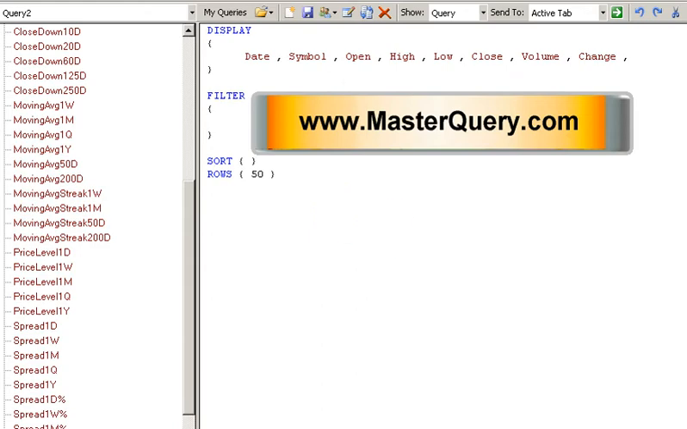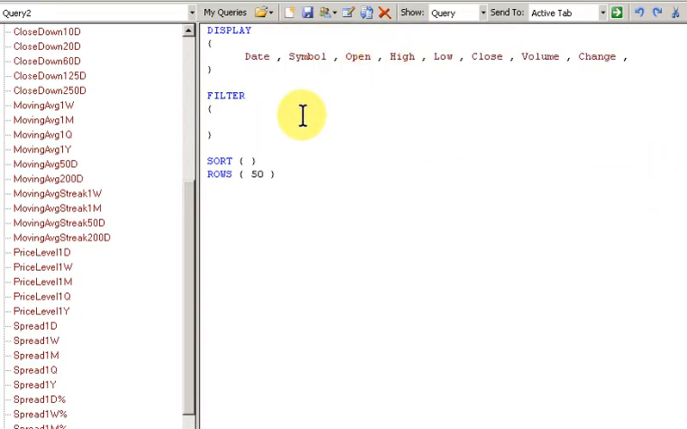In this video we're going to go a little bit deeper into building queries. How about we build a query where the open is very close to the high.